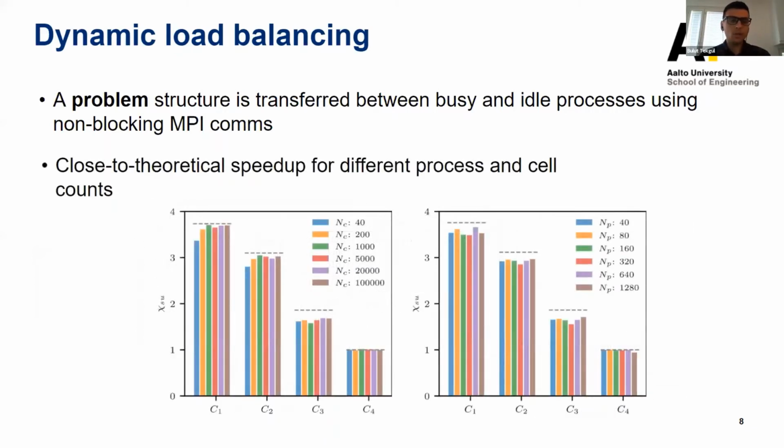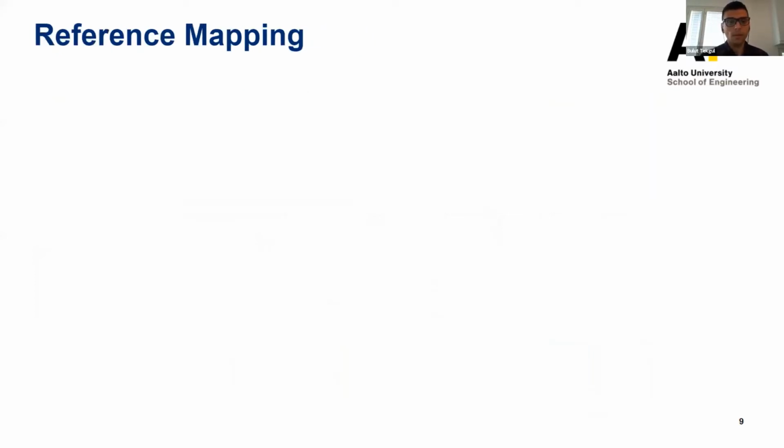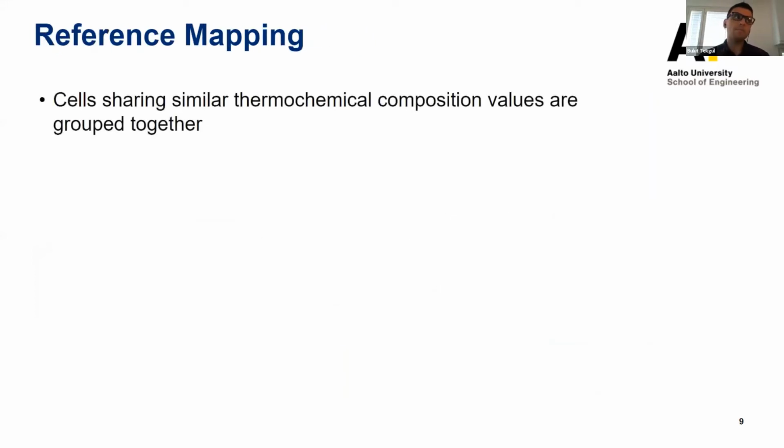And we did some benchmarks, and with this approach, with non-blocking MPI communications, we can basically obtain close to theoretical speed up for different process and cell counts. The reference mapping is a supporting method to further enhance the speed up process.